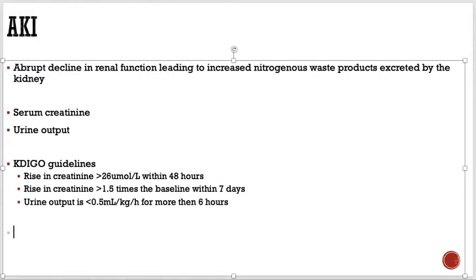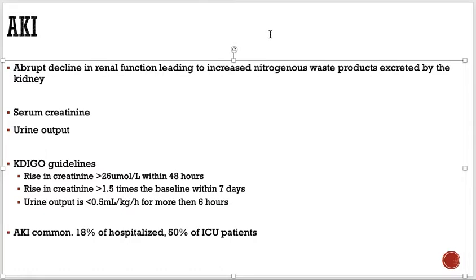Now, this is a common condition. As I told you, AKI is a common condition. And how common? It is so common that 18% of hospitalized patients, as well as 50% of ICU patients, get AKI. It is so common.